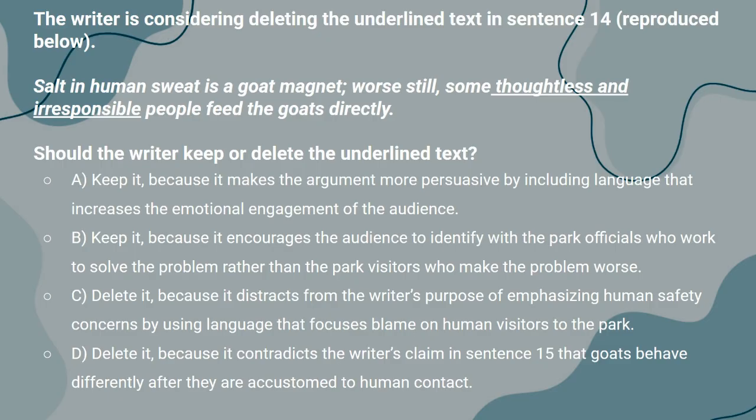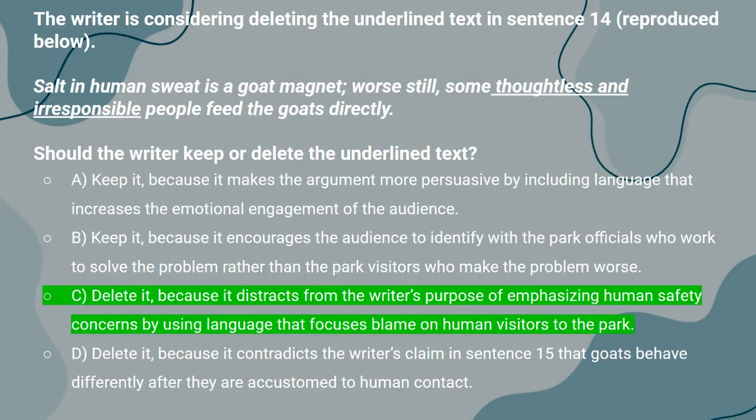Let's continue onward. C, delete it because it distracts from the writer's purpose of emphasizing human safety concerns by using language that focuses blame on human visitors in the park. So this is a very good answer. This is one I've been alluding to. D, delete it because it contradicts the writer's claim in sentence 15 that goats behave differently after they are accustomed to human contact. So D is also not a great answer. I'd say D is not a terrible answer, but it shouldn't be affecting the things after it. The correct answer is going to be C here.